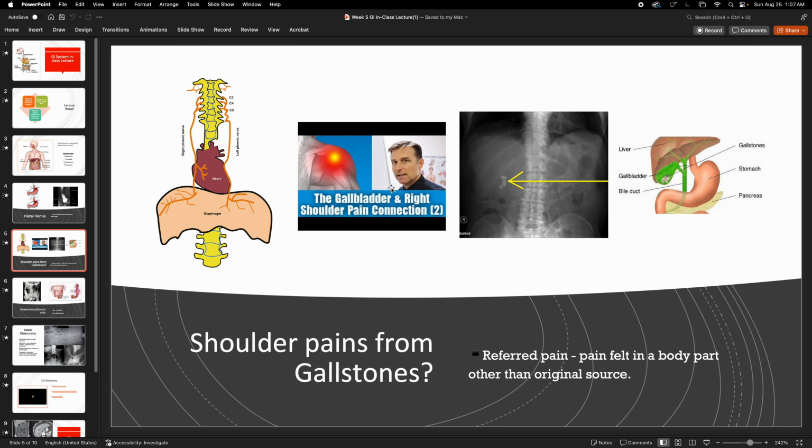So what are gallstones? Gallstones are just stones, as the name suggests, or calcifications in your gallbladder. It can be a problem. You've heard about this term before. It can be very, very painful because the gallbladder is still trying to secrete stuff, but it can't really do it properly because, well, there's stones in it.